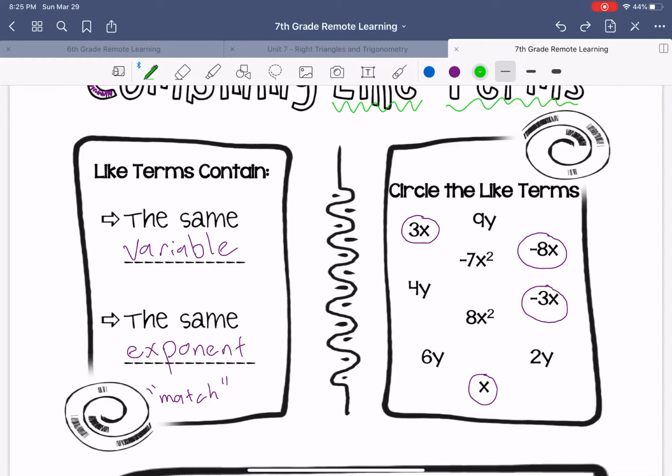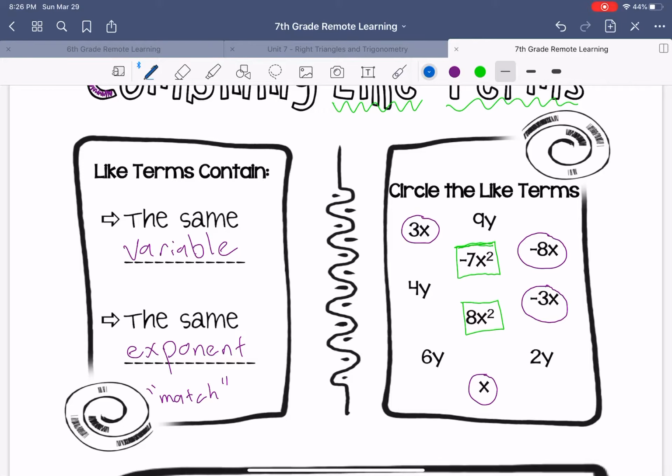Okay, but let's look at that 8x squared. Either use a different color or you can put a square instead. Do we see any other x squareds here? Well, if we look directly above it, we see negative 7x squared in this spot right here.